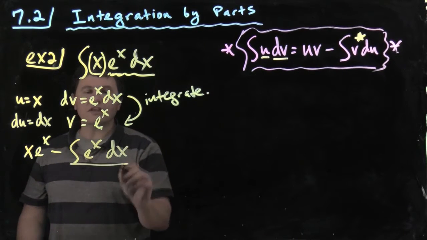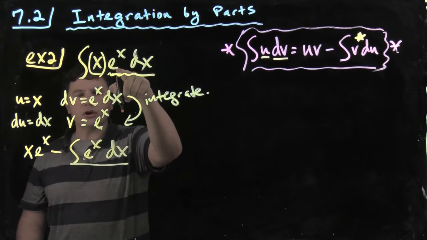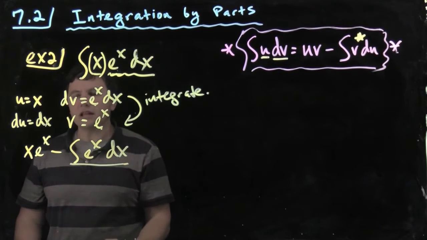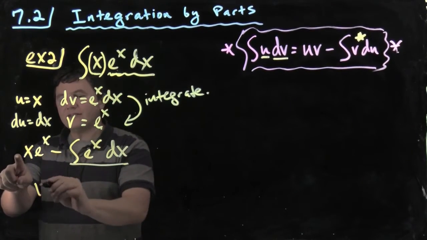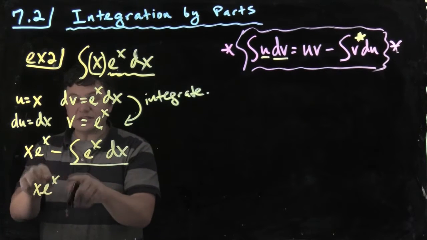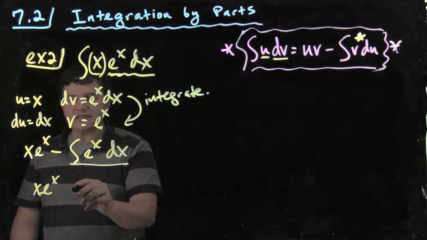And now you'll notice that we're in business because we started with something we couldn't integrate, and now we have something that we can integrate. The x, e to the x just stays outside, don't forget that. Sometimes people make that mistake.